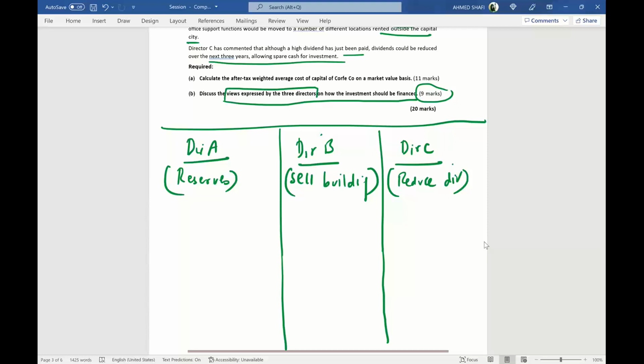Like the easiest views to discuss of Director B. He has said that you must sell company's building. Okay, this will raise cash. Okay, and headquarter can be moved to different locations, rented. Okay, discuss it.